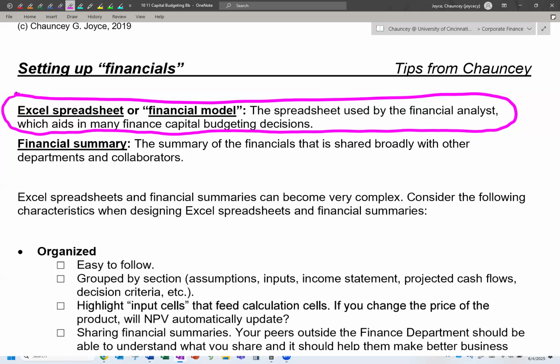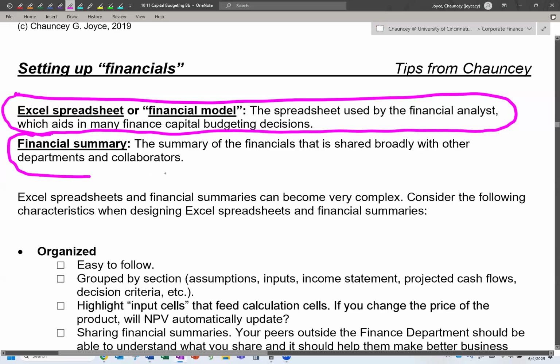They may not know the numbers as well as you, or the formulas as well as you, or the capital budgeting principles as well as you. So I caution you to use it wisely and to be careful who you share it with, so that it doesn't get misused and then lead to an incorrect decision. However, with your financial summaries, be very open, honest, and clear, and share these. These are just a summary of the actual financials that you should share with other departments and collaborators.